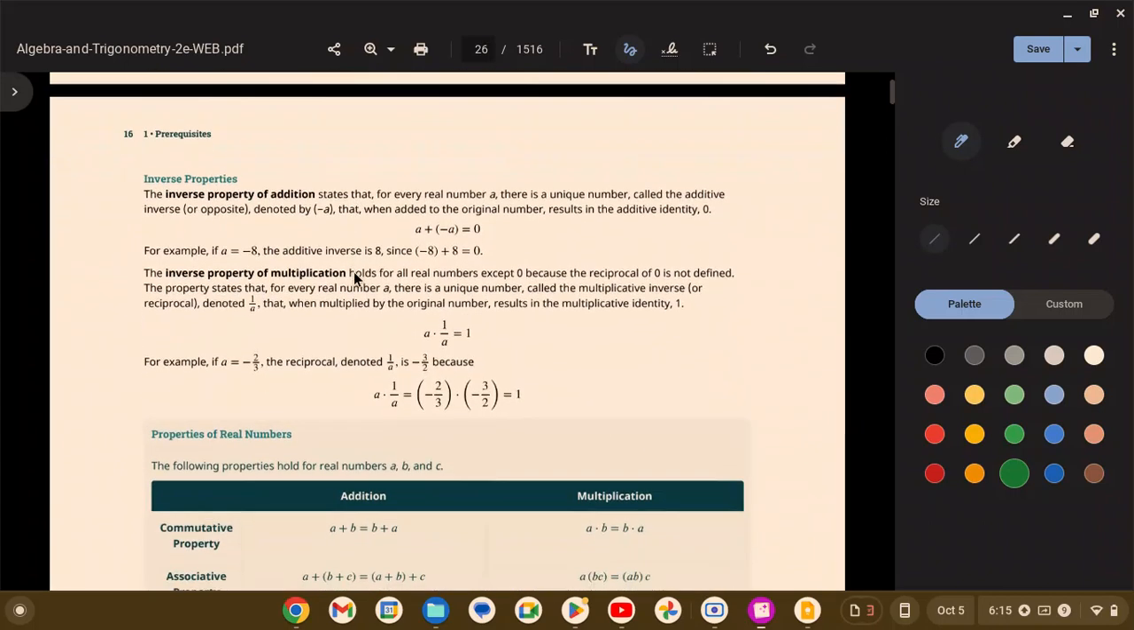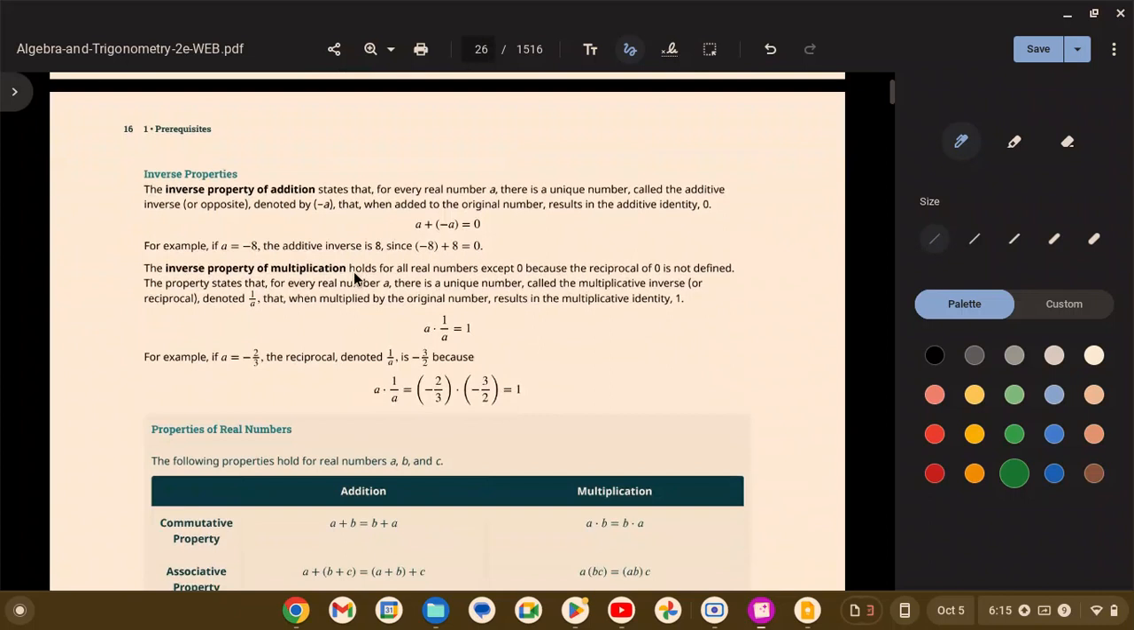Inverse properties. The inverse property of addition states that for every real number A, there is a unique number called the additive inverse, or opposite, denoted by negative A, that when added to the original number results in the additive identity, 0. A plus negative A equals 0. For example, if A equals negative 8, the additive inverse of A is 8, since negative 8 plus 8 equals 0.